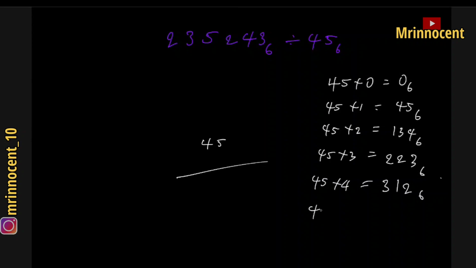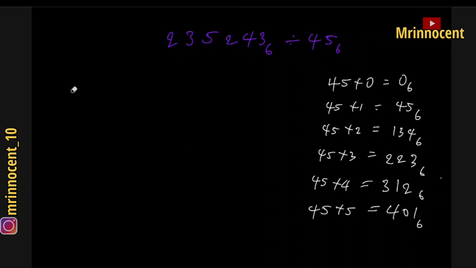45 times 5: 5 times 5 is 25, and 25 in base 6 is 4, remainder 1. 5 times 4 is 20, plus 4 is 24. 24 in base 6 is 4, remainder 0. We have 401 in base 6.